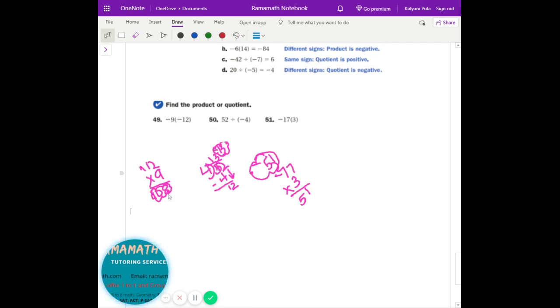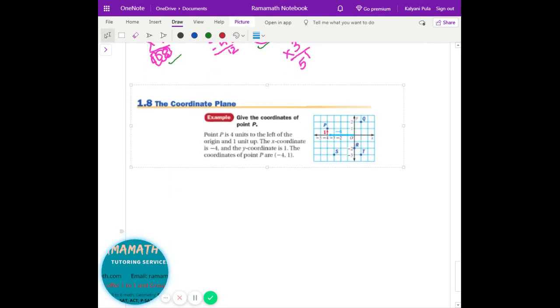So negative times negative is positive. You did that one good. And then, so that's negative 13, looks good. That's negative 51, looks good. Nice, good work out there. The next one is the coordinate plane.